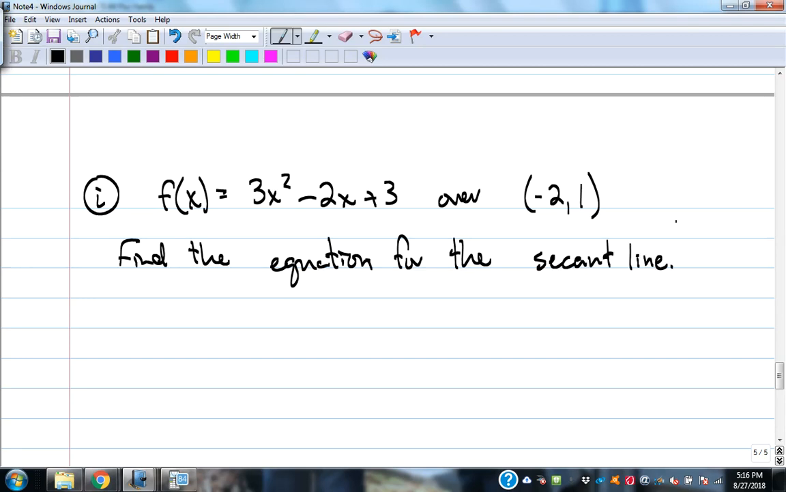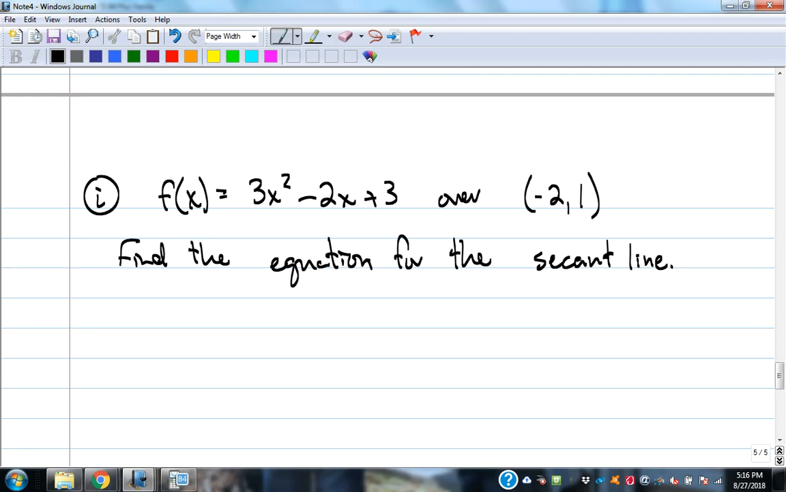In geometry class in high school, you probably talked about secant lines, and tangent lines were probably a little bit more common. Tangent lines meaning they only touched in one spot. Secant lines touch in 2 spots. They cross like that. But tangent lines only touch in 1. Secant lines are easier to find than tangent lines. So let's look at finding that.